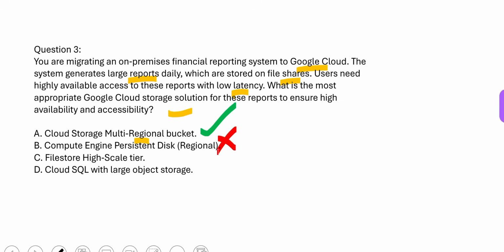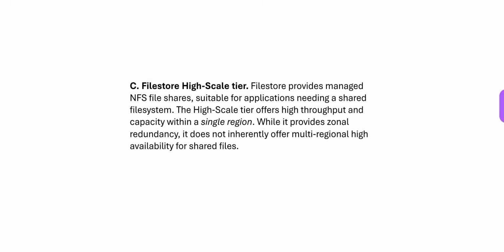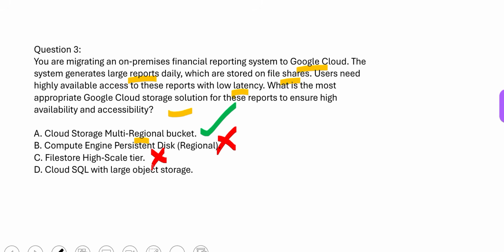Option C says Filestore High Scale tier. Would we use Filestore for this? See, again, the problem is this is a single region service. Okay, it provides you zonal redundancy. It does not offer multi-regional high availability for shared files. So you want multi-region availability to make it highly available. So option C is wrong.